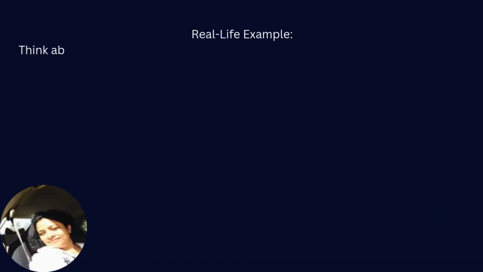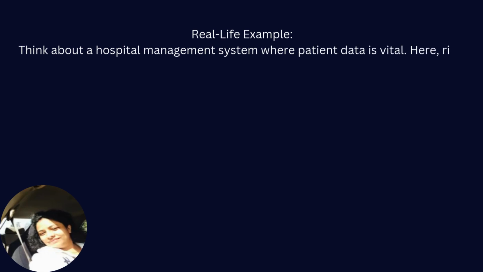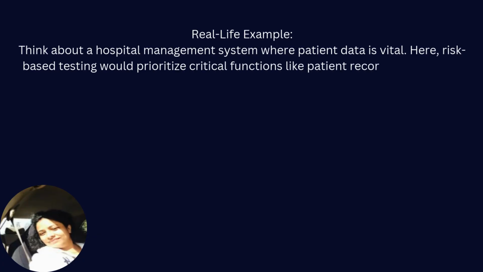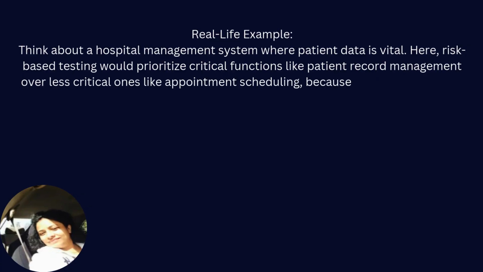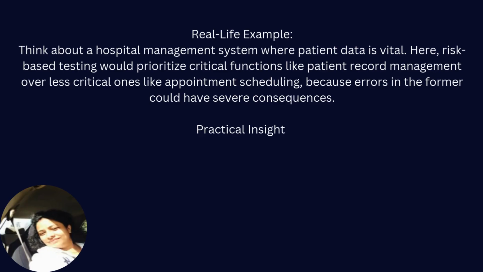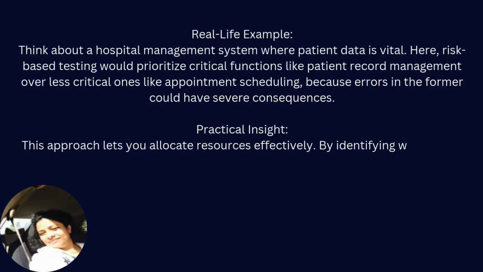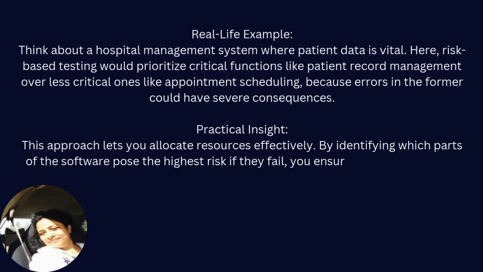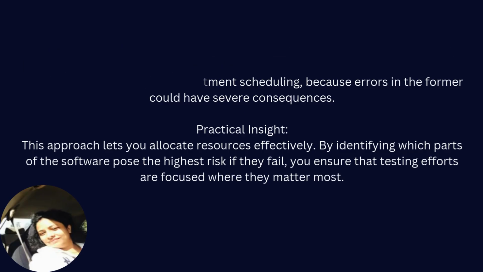Real life example. Think about a hospital management system where patient data is vital. Here, risk based testing would prioritize critical functions like patient record management over less critical ones like appointment scheduling, because errors in the former could have severe consequences. Practical insight. This approach lets you allocate resources effectively. By identifying which parts of the software pose the highest risk if they fail, you ensure that testing efforts are focused where they matter most.